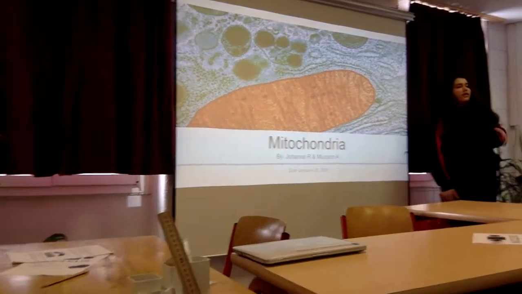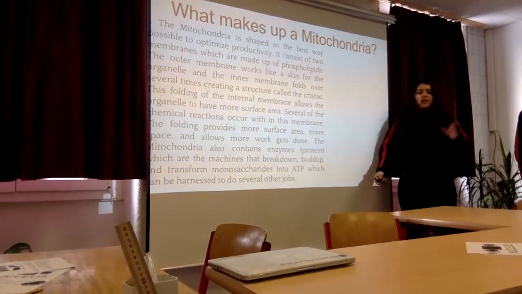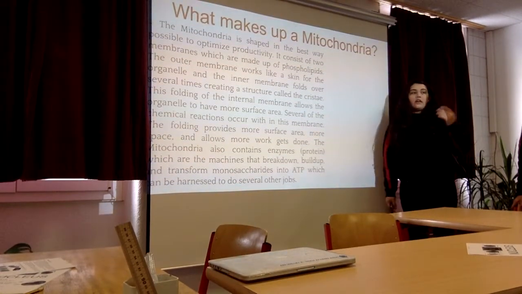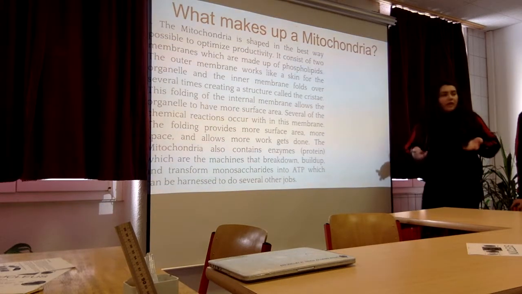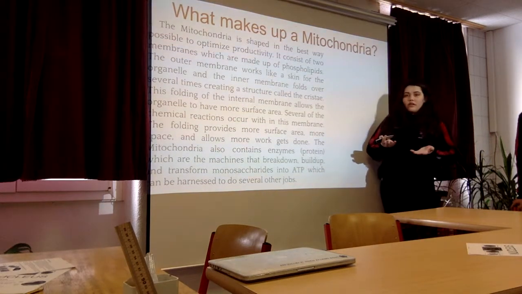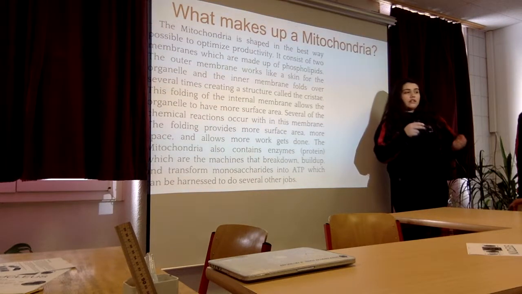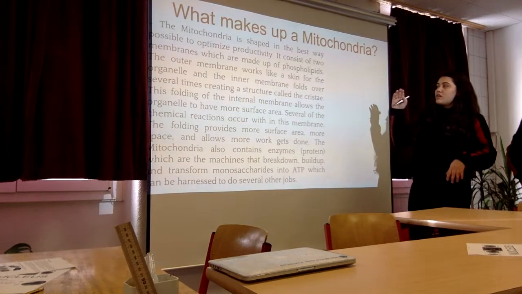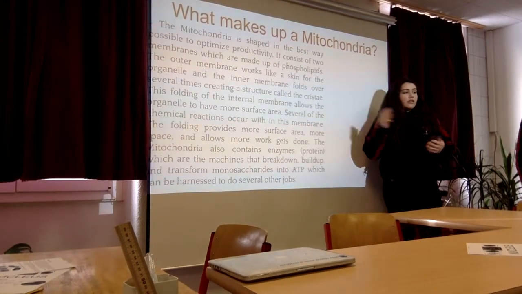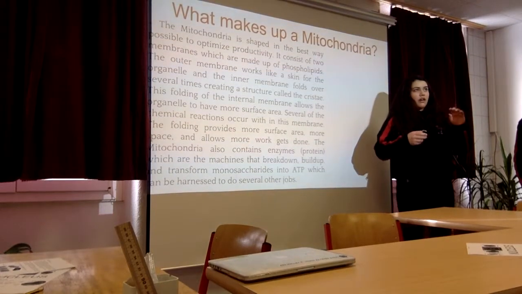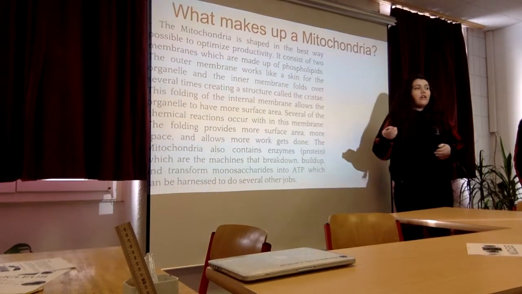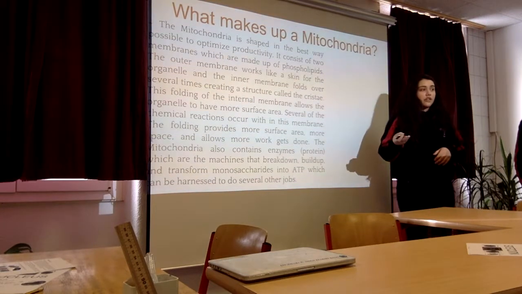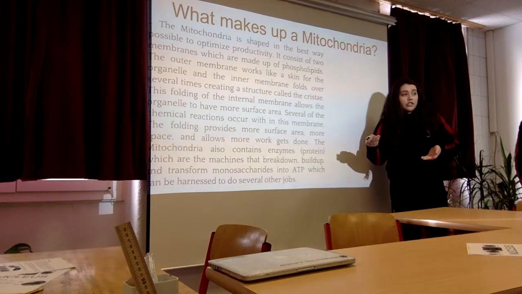Mitochondria. The mitochondria is made in the best way possible to optimize productivity. It consists of two membranes, the inner and the outer membrane. The outer membrane basically works as a skin for the organelle, and the inner membrane folds onto itself. This folding onto itself is called cristae. The reason it folds onto itself is to have a larger surface area. Most of the chemical reactions happen in this inner membrane, and so when there's more surface area, there's more area to get more work done.